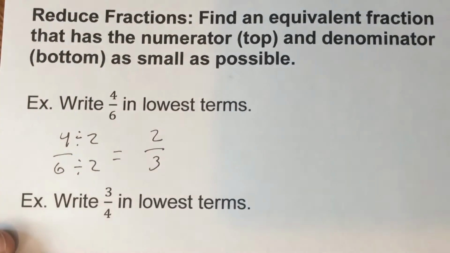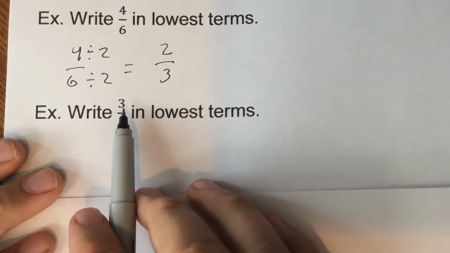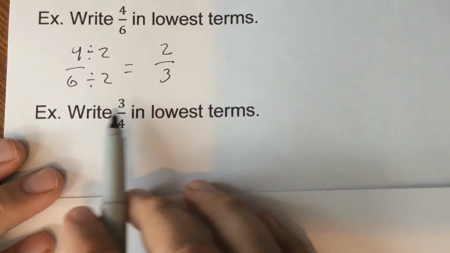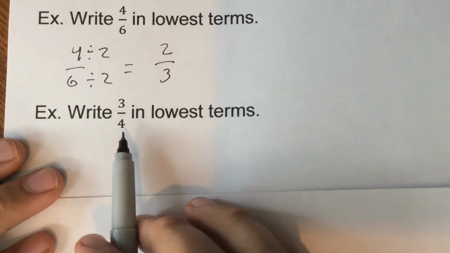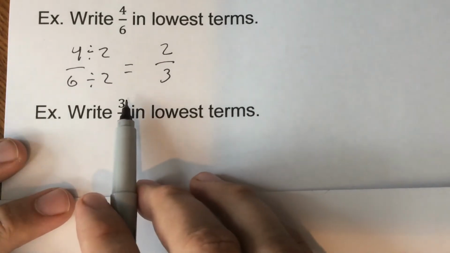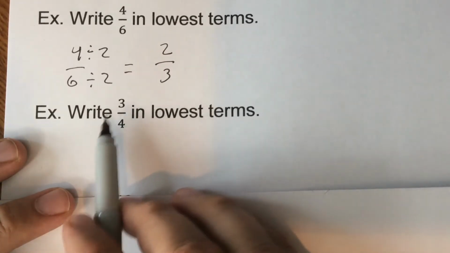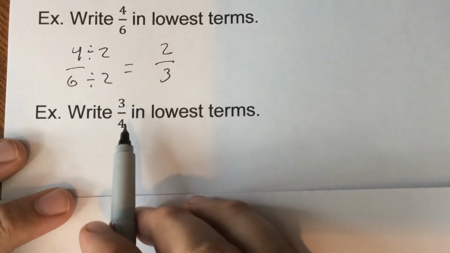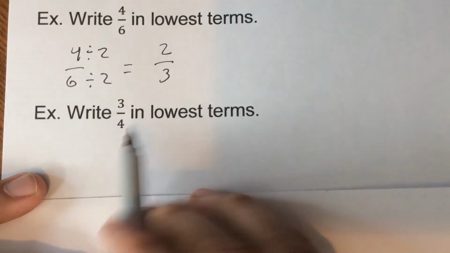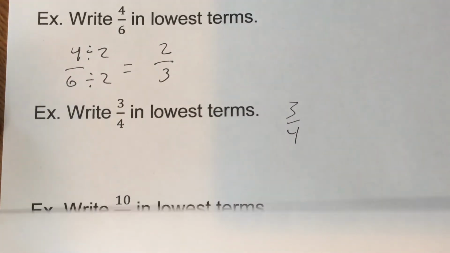Write 3/4 in lowest terms. So, can 3 get any smaller? No, it's prime. So if the top can't get any smaller, we can't make the bottom any smaller, even though we can make the bottom go down to a 2, because 4 is even. We have to be able to divide the top and bottom by the same thing in order to reduce it. If we can't divide them by the same thing, then we can't reduce. So here, 3/4 is the lowest terms. We can't make it any smaller.